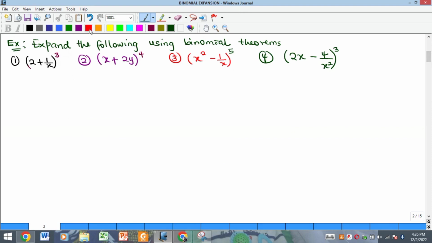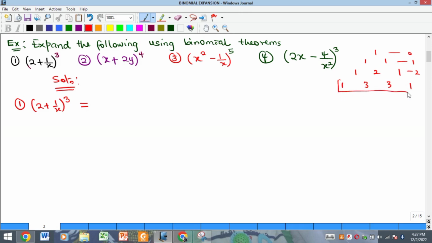Right, so we are beginning with the first set of examples here. For the first example, I want to expand (2 + 1/x)^3. In this case, my x is 2, my y is 1 over x. Because our power is 3, we can make use of Pascal's triangle to generate this. I'll begin with 1, 1, 1, then I'll have 1, 2, 1. This is for 0, this is for 1, this is for 2. So I'm going for 3. I go again: this is 3, this is 3, and this is 1. So these are the coefficients that I need.